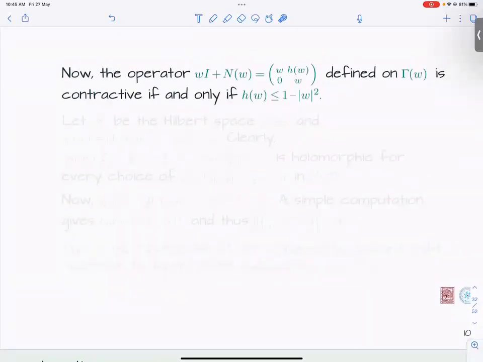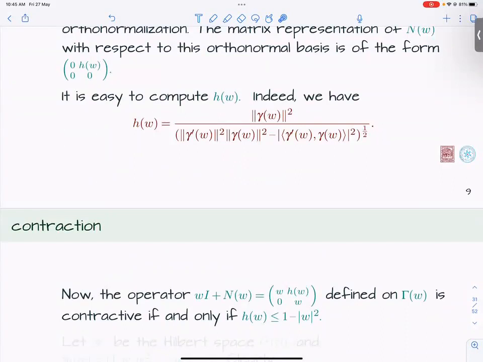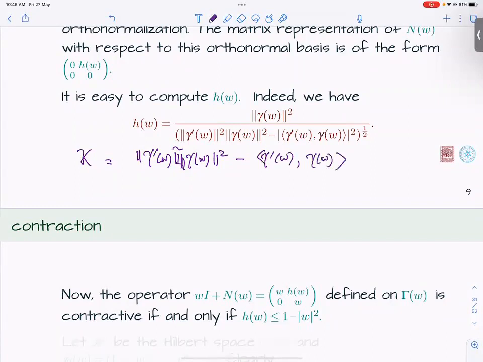So we are slowly approaching. Well, actually, at this point, let me add a little something here. If you think of the curvature, the expression for the curvature is equal to the norm square of gamma prime omega minus the absolute square of the inner product of gamma prime omega and gamma omega, divided by the norm of gamma omega. This will come up later, but let me write it now so that you get to see it. This will come out of a general computation.